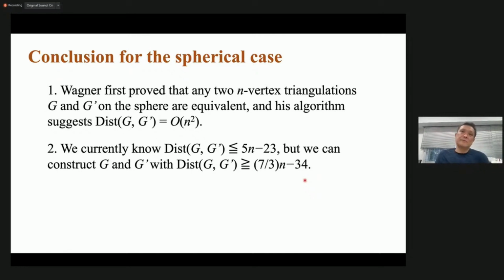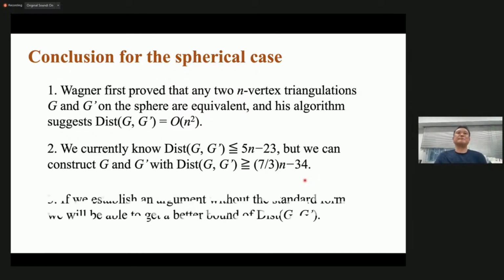I think it is difficult. If we establish an argument without the standard form, we will be able to get a better bound for the flip distance of G and G prime. So that's all. Thank you very much.